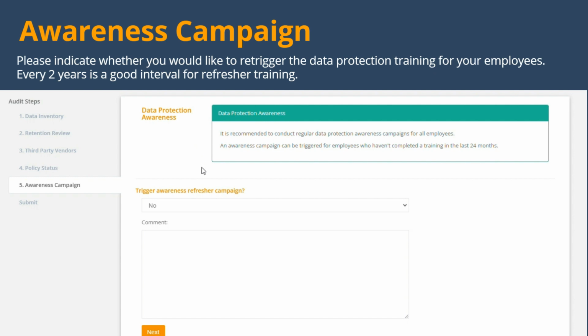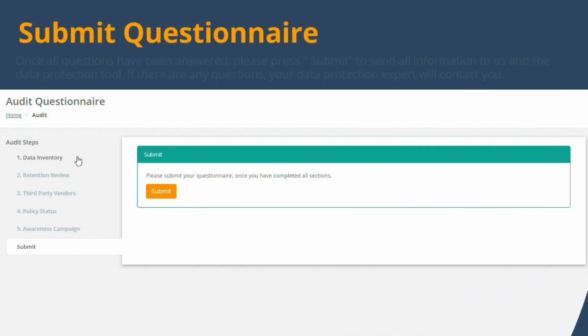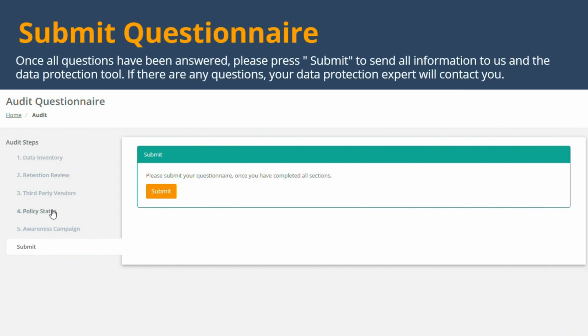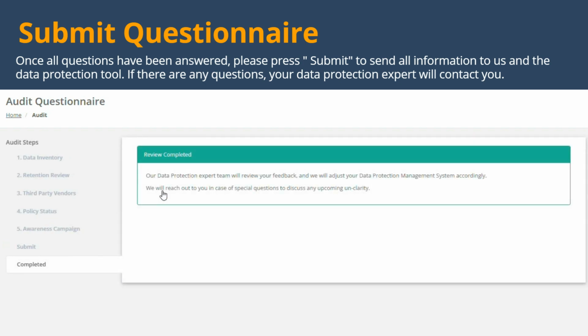Employee awareness. Please indicate whether you would like to retrigger the data protection training for your employees. Every 2 years is a good interval for a refresher training. Once all questions have been answered, please press Submit to send all information to us. If there are any questions, your data protection expert will contact you.